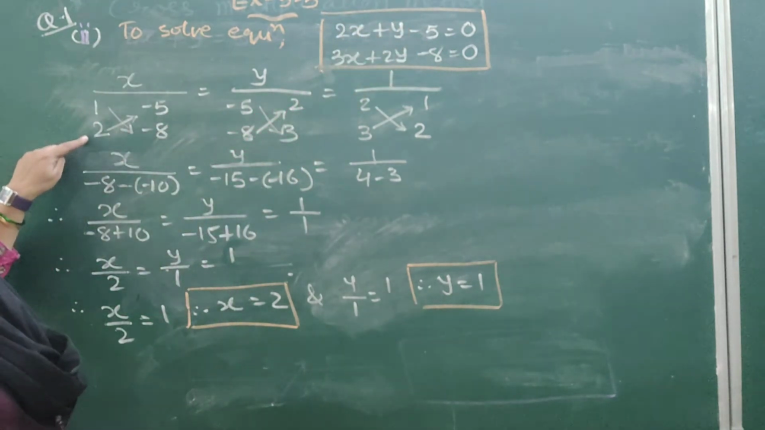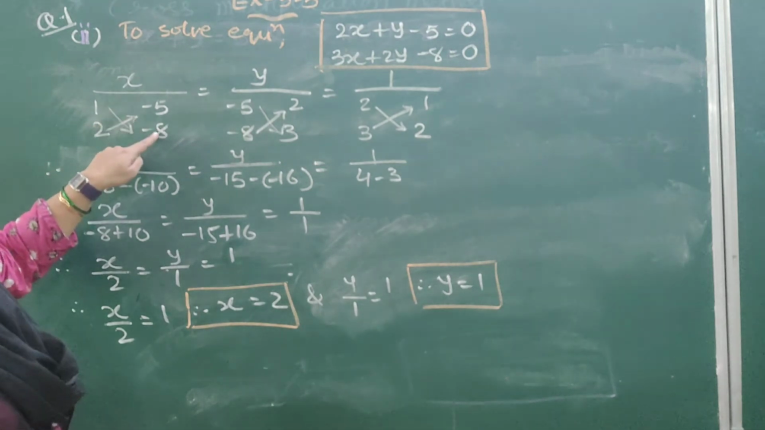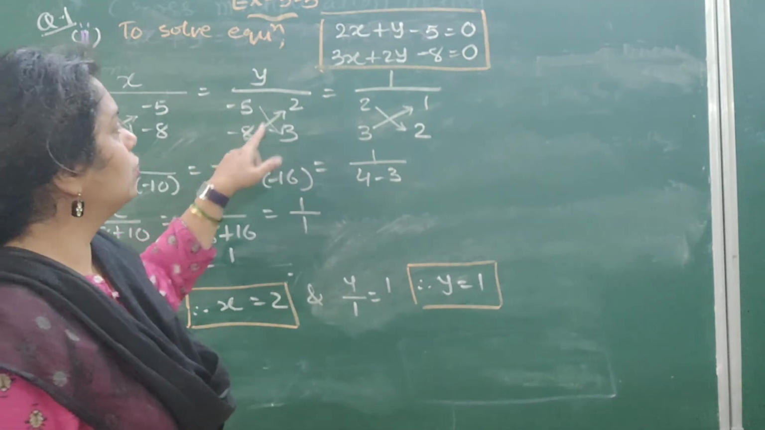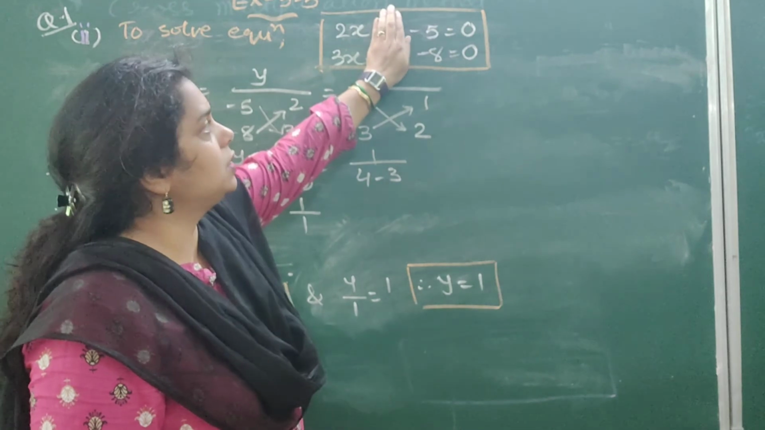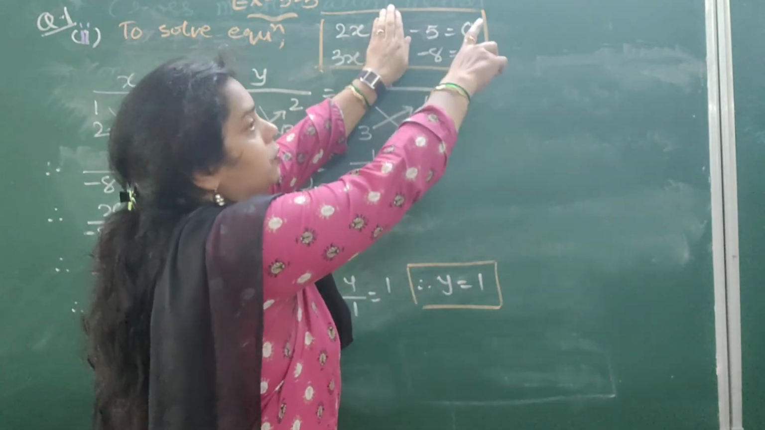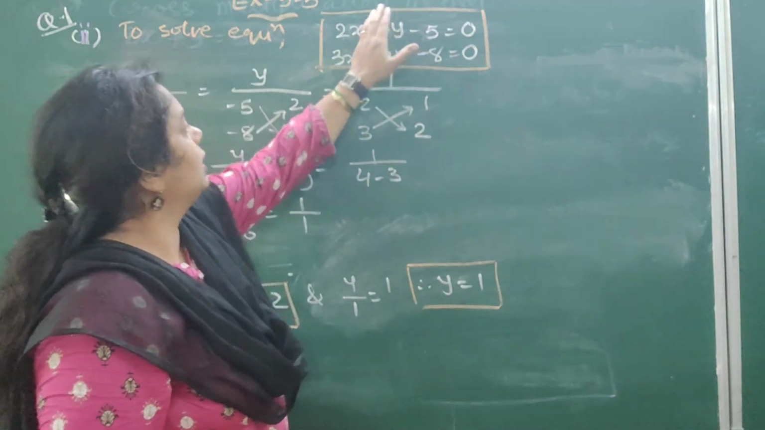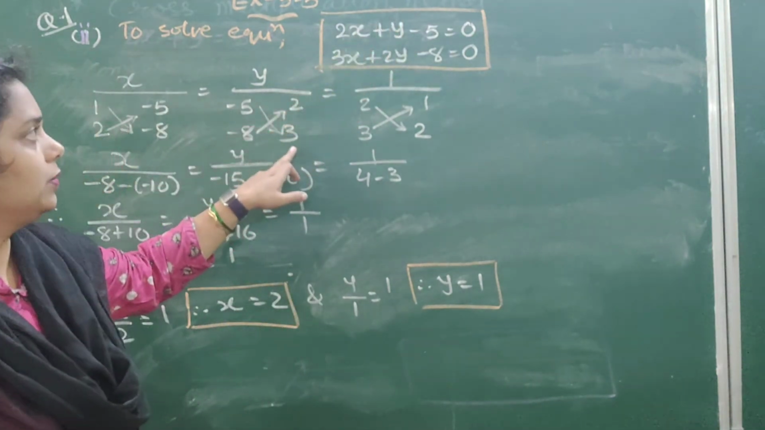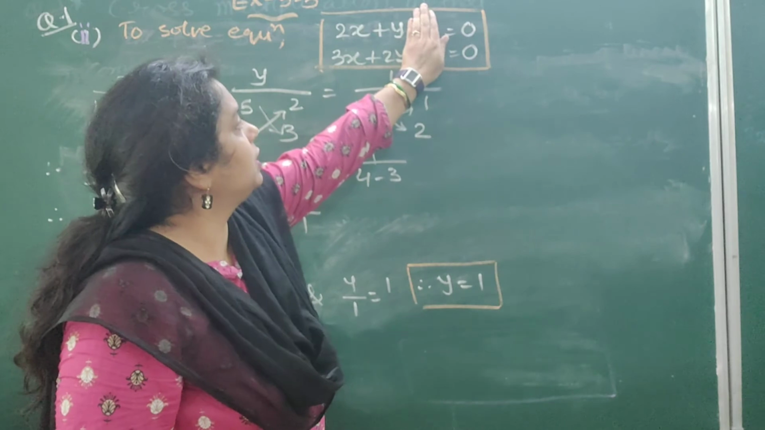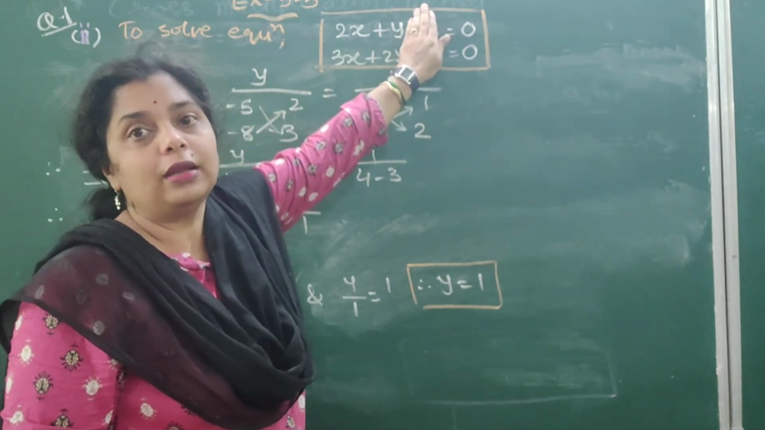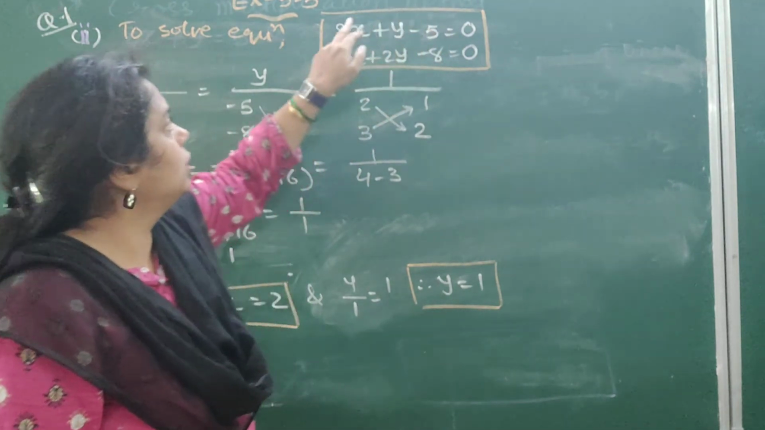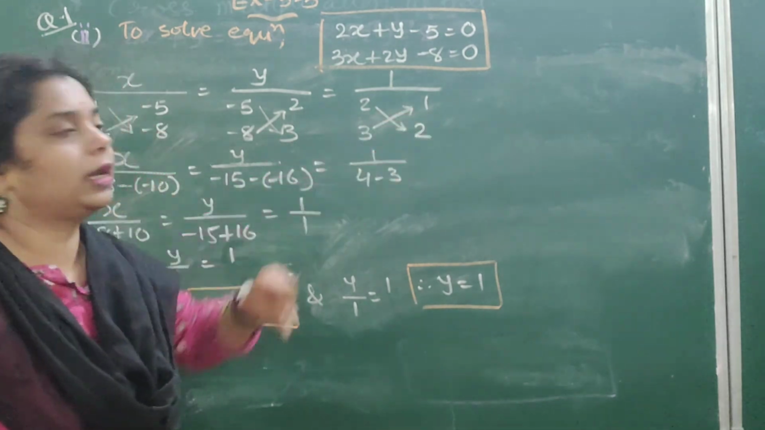1, 2, minus 5, minus 8. To write down below y, we have to hide this portion and go in the forward direction. So minus 5, minus 8, 2, 3. Again, to hide this, we write the coefficients of x and y below 1. So here it is 2, 3, 1 and 2.